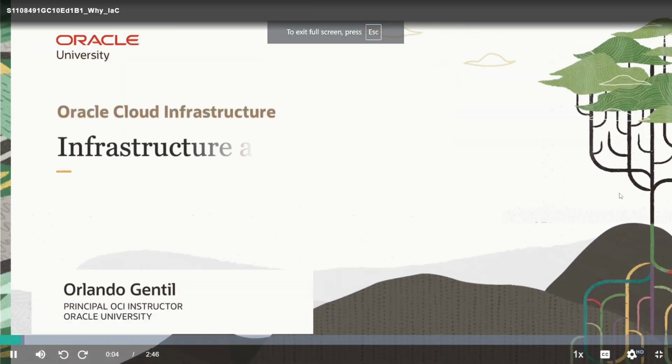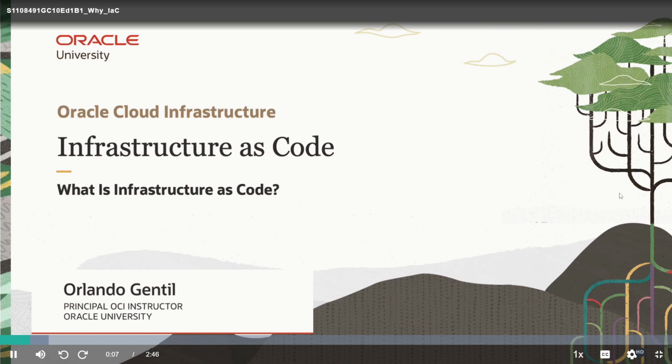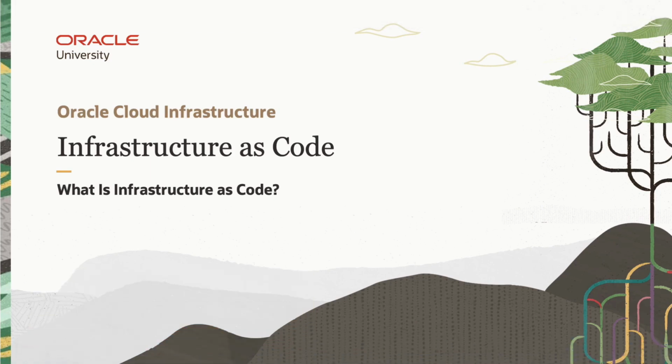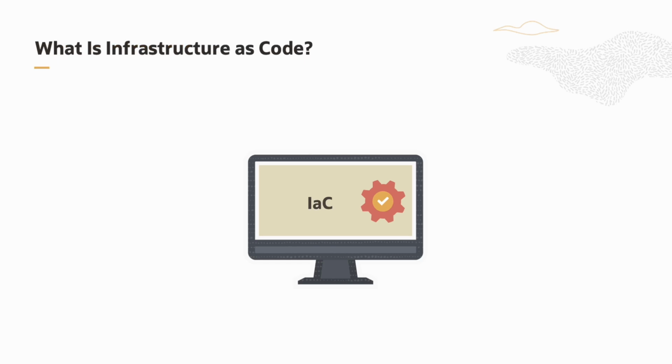Hello, I'm Orlando Gentil, and in this course I will show you how infrastructure as code can be used with OCI. First of all, what is infrastructure as code? Infrastructure as code is a practice that involves managing and provisioning computing infrastructure through machine-readable configuration files rather than through interactive configuration tools.